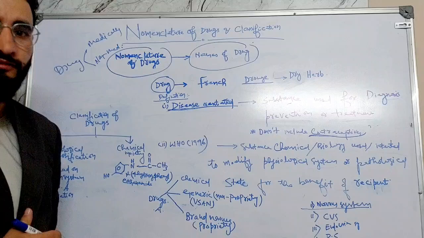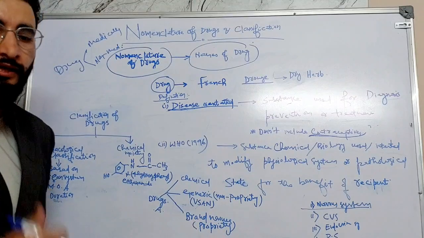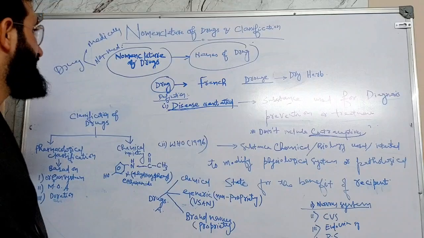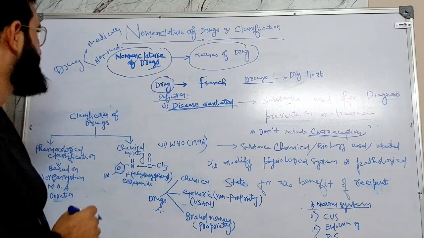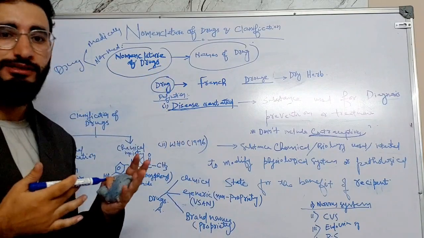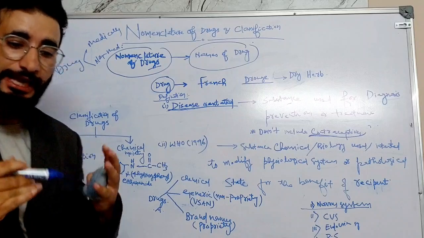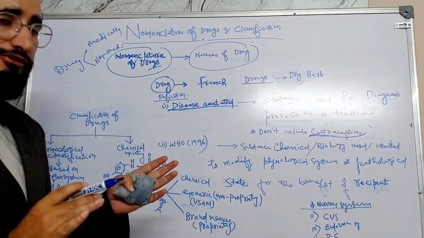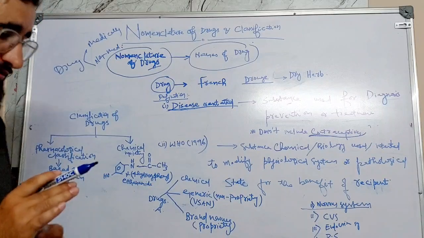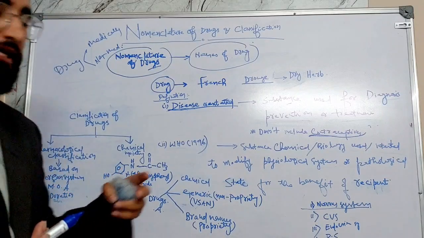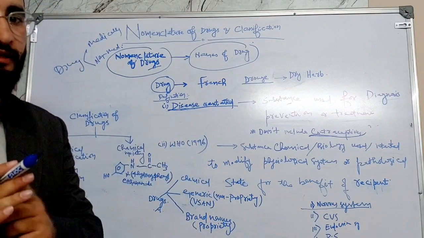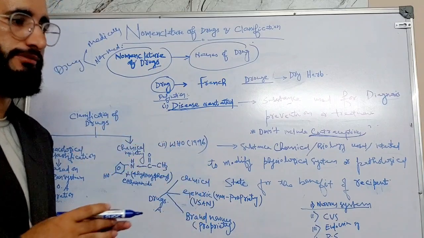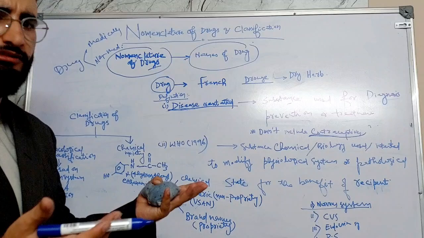Hello dear students. In this video I'm going to explain to you about the nomenclature of drugs. Nomenclature of drugs means the naming of drugs. First of all, I will tell you that we have different concepts about drugs. One is the medical concept and another one is the non-medical concept, which common persons understand.